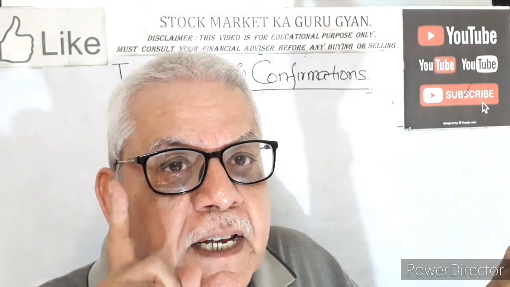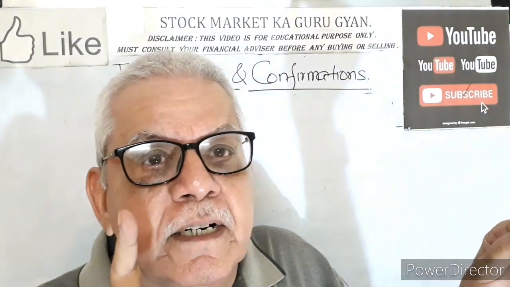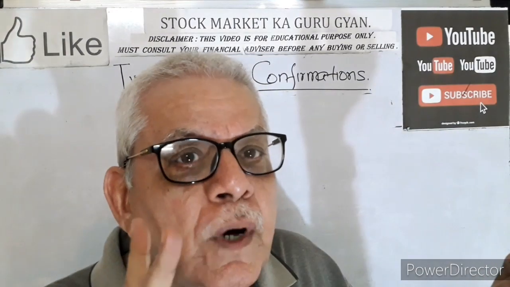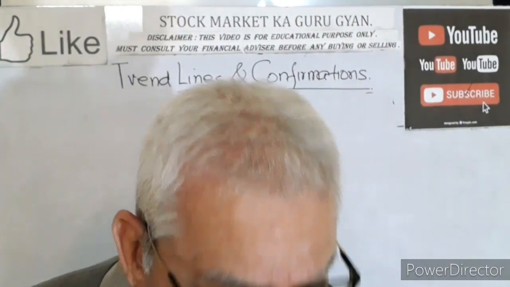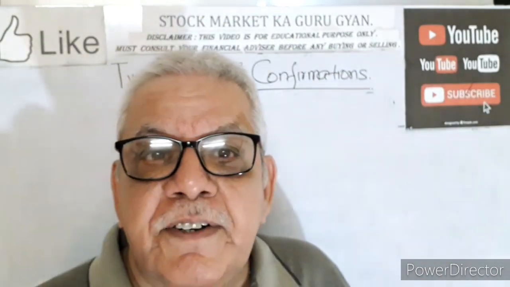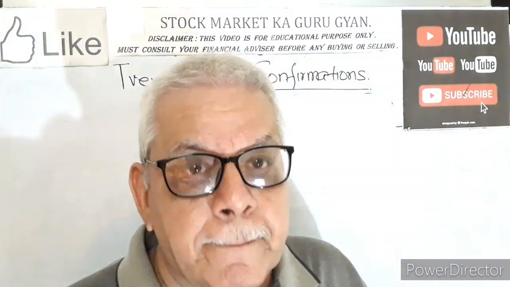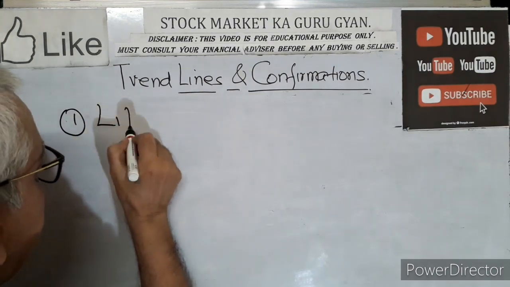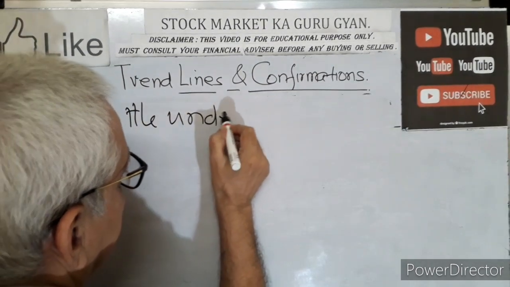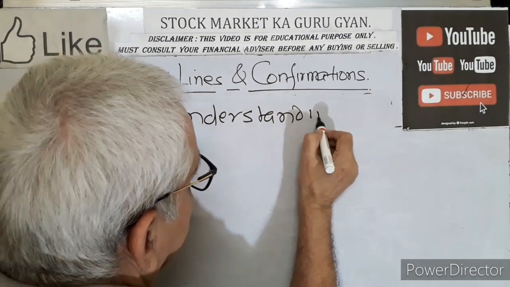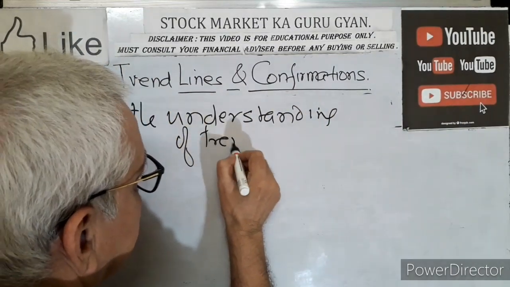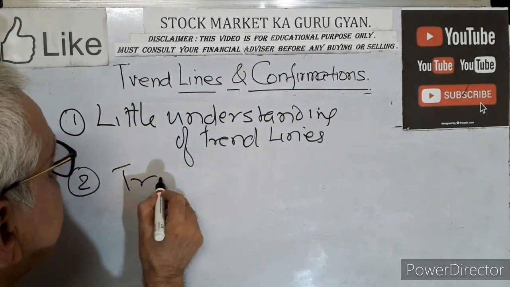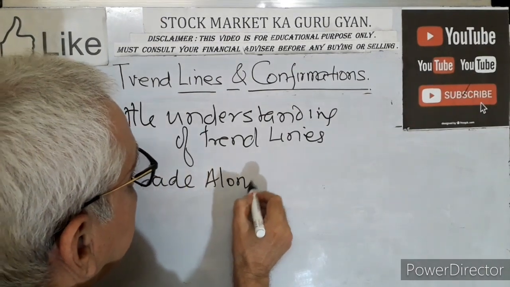So two things I have said: the paper boat is very light, and number two, it has to go along with the current. Friends, the same thing actually is with the trend lines. When the trader is trading, it is necessary that he has a little understanding of trend lines, and number two is trade along the trend.